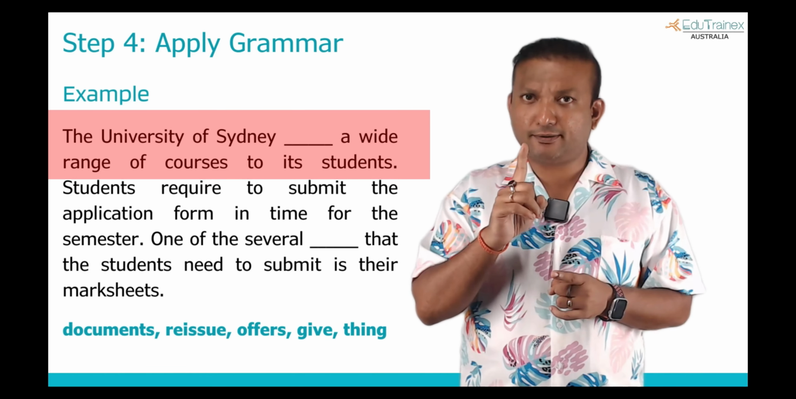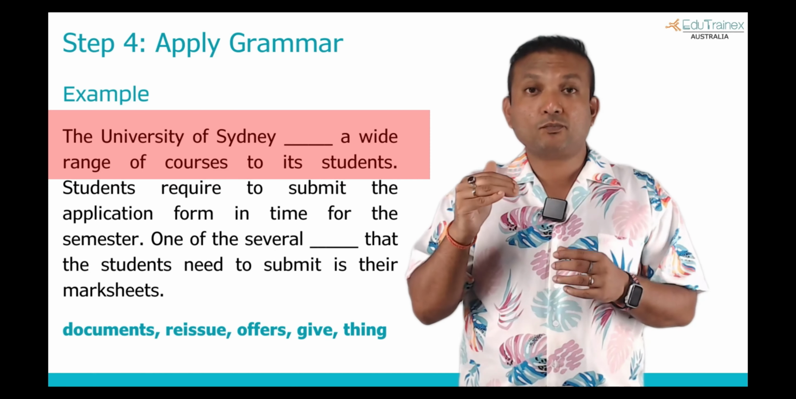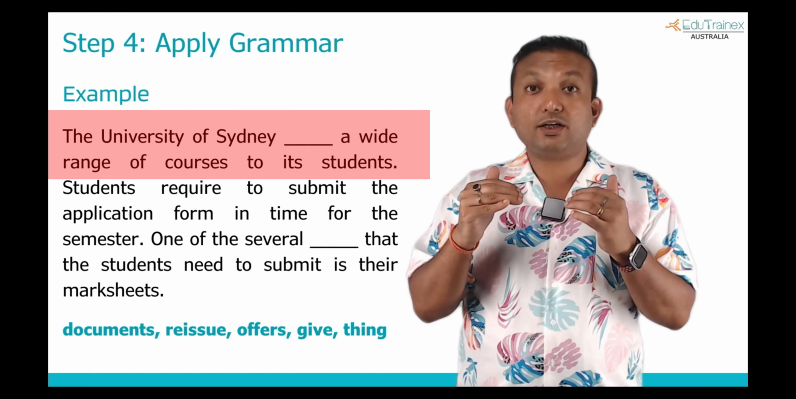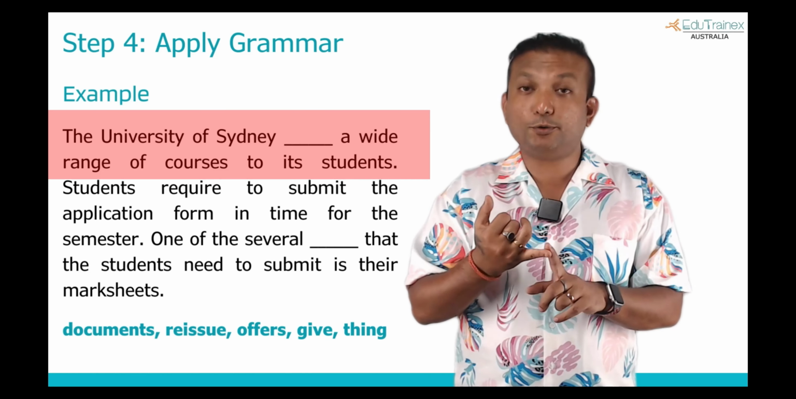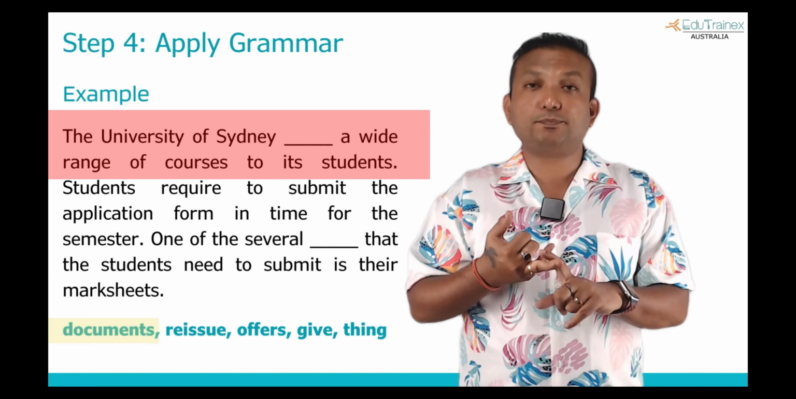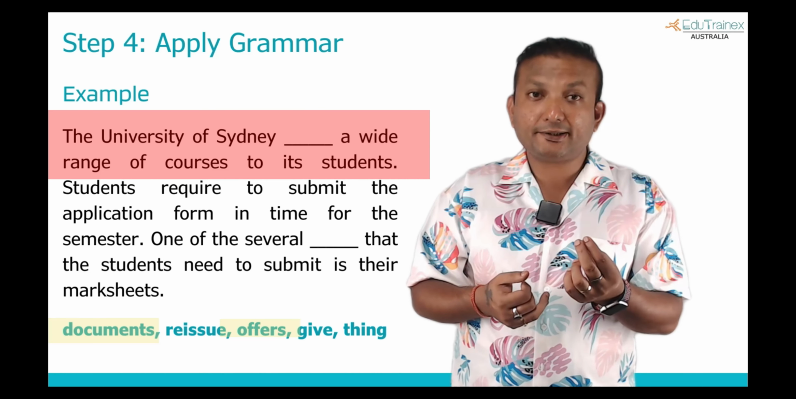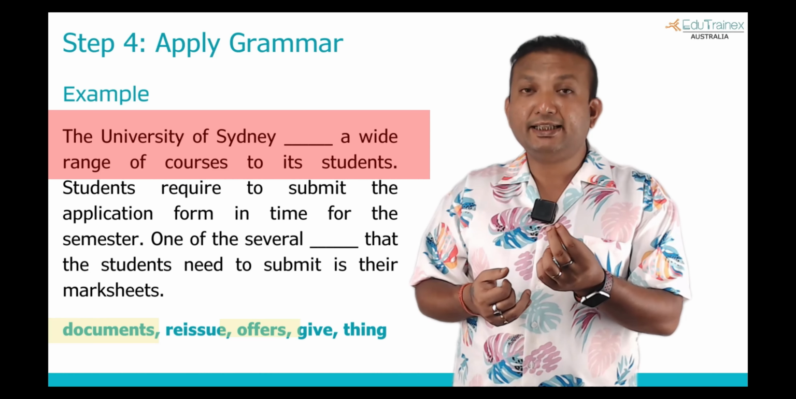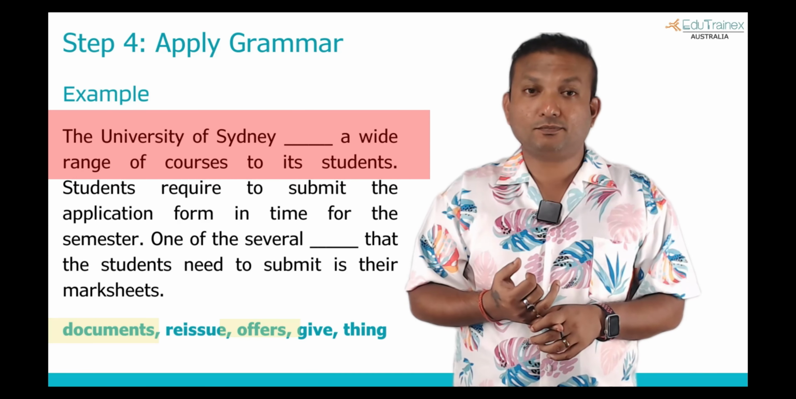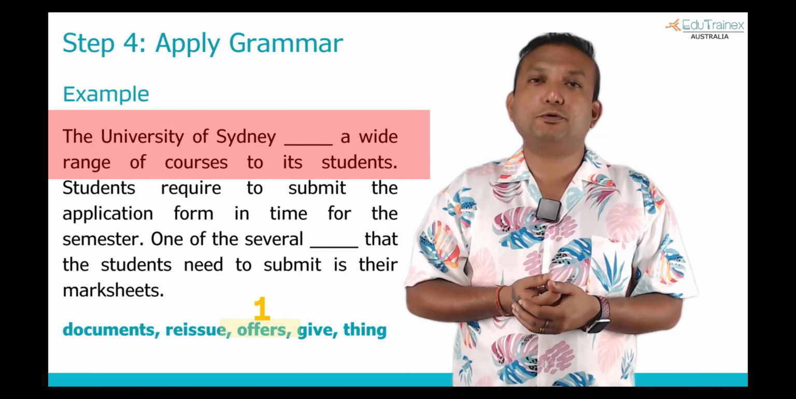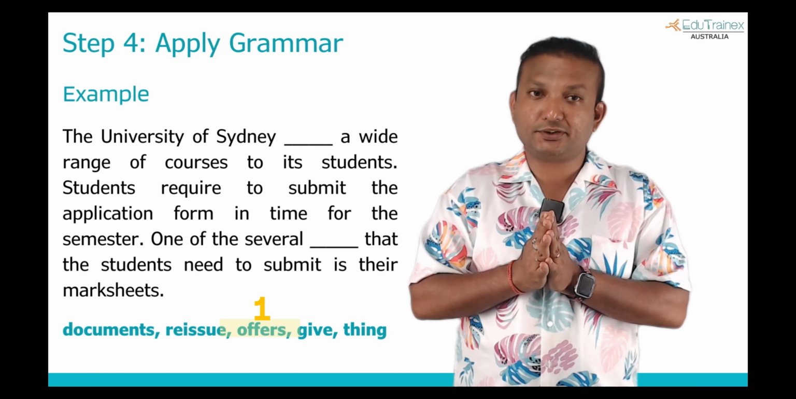University of Sydney is only one, singular. So with singular subject or singular noun, we use singular verb. Now see the options. Which are the singular verbs here? Documents is plural. Offers is singular. Now use the context, logic. Is it fitting meaningfully here? University of Sydney documents a wide range of courses to its students. Now, offers a wide range of courses to its students, so that fits here meaningfully. That's why I'll go with that answer.